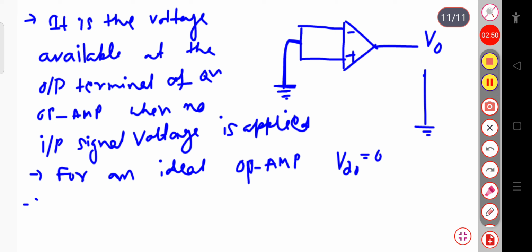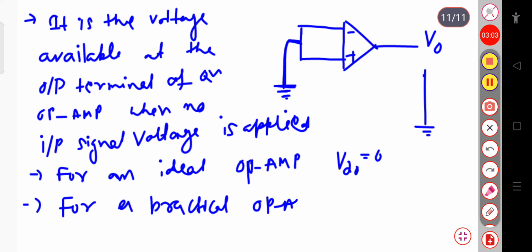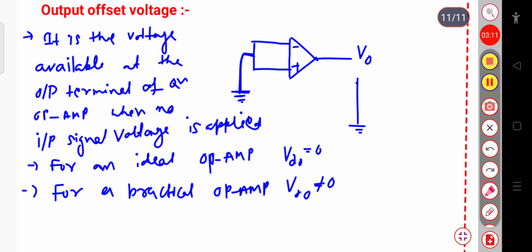Okay, but for a practical op amp, when you consider a practical op amp, in that case this output offset voltage VOO is not equal to 0. So this is called the output offset voltage. When no input signal is given, then the output voltage we get is the output offset voltage. In case of the ideal op amp this is equal to 0, but in case of the practical op amp, this is not equal to 0.